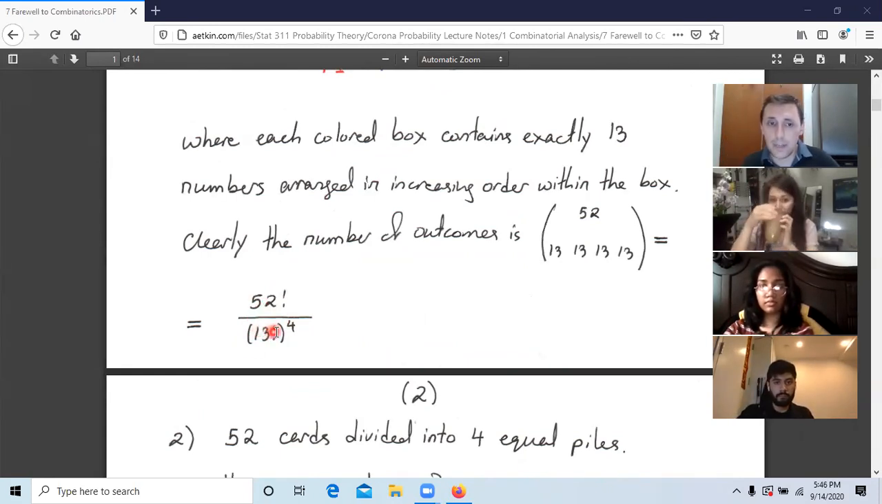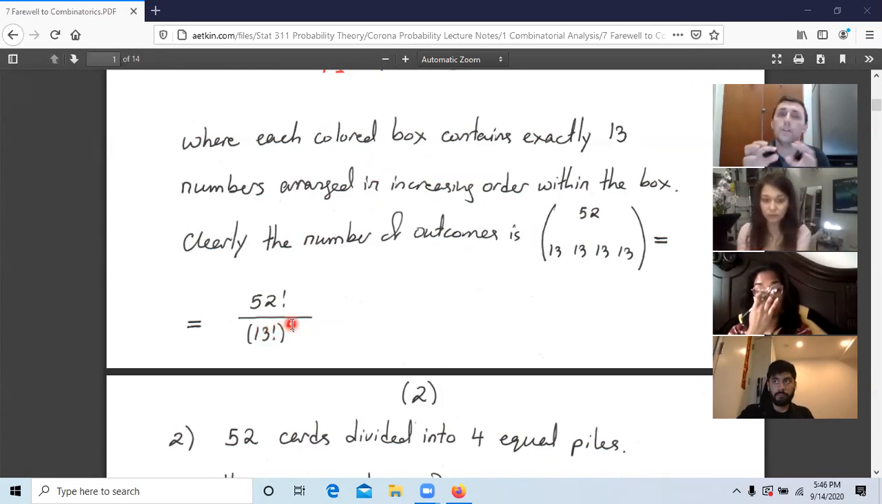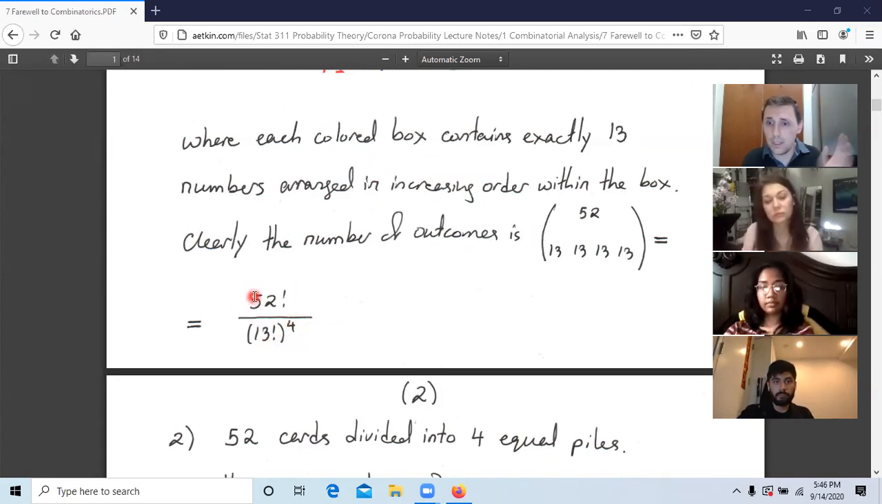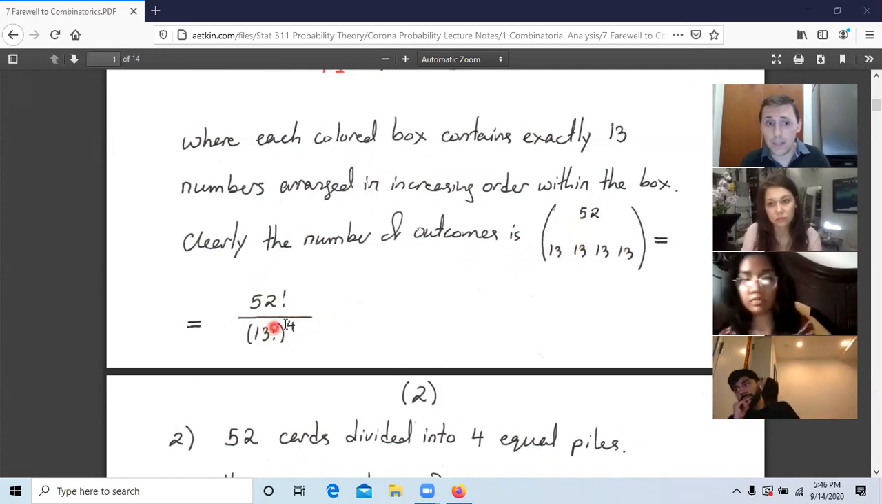That's why I divide by 13 factorial to the fourth. If different meanings had different numbers of synonyms, this procedure would not work. So everybody understands how this number was developed. You can write it as 52 choose 13, 13, 13, 13, which means distributing 52 objects among four players, where each requires 13 of those distinct objects. Good? That's why this number. Make sense, guys? I think it makes sense, right?